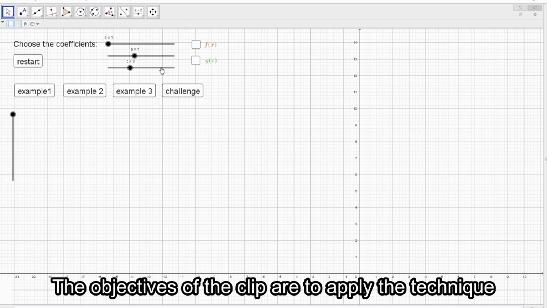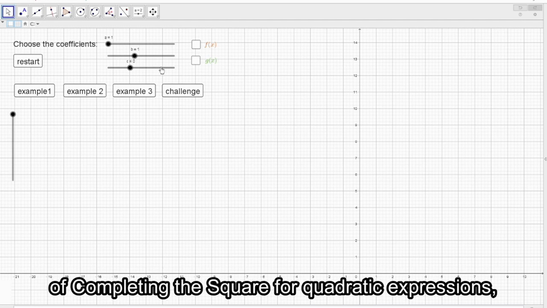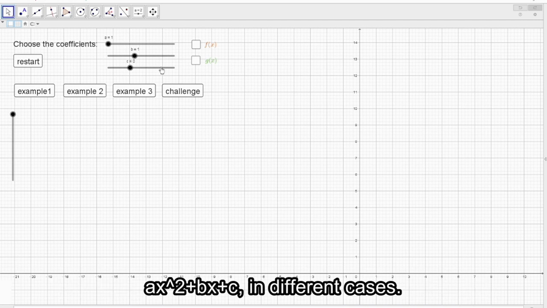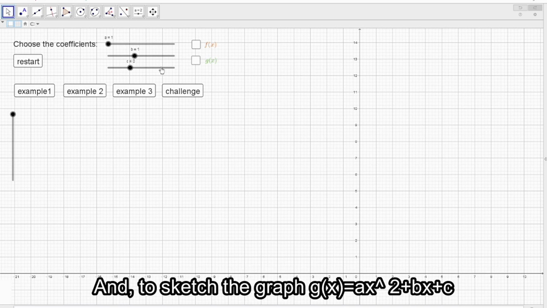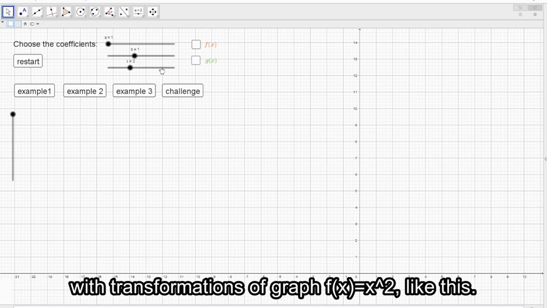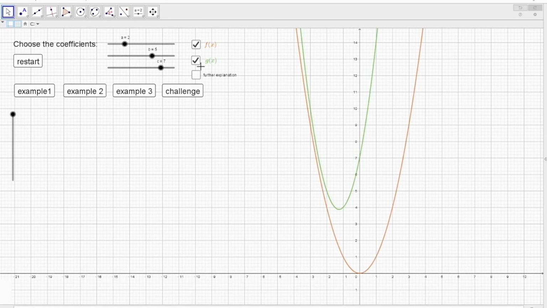The objective of the clip is to apply the technique of completing the square for quadratic expressions ax squared plus bx plus c in different cases, and to sketch the graph g of x equal to ax squared plus bx plus c with transformation of graph f of x equals x squared like this.